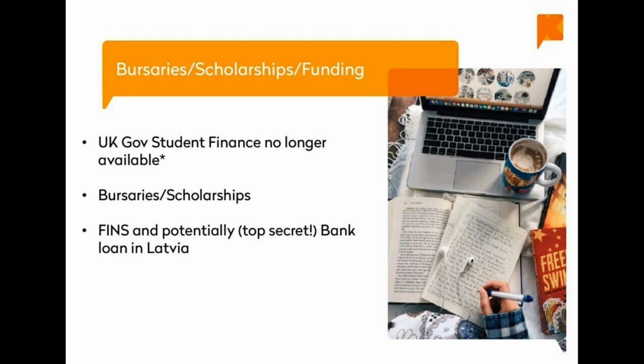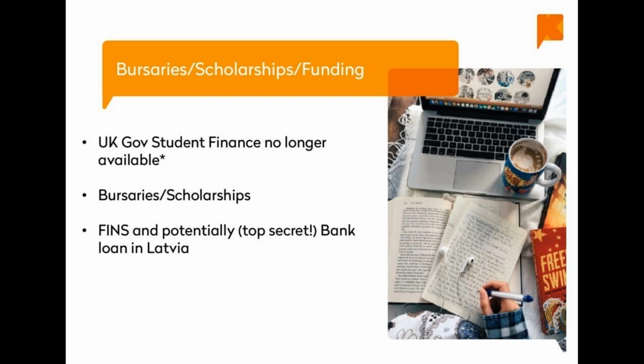So funding, bursary, scholarship. This is changing as well. So UK government student finances are no longer available. This is the fact. The only exception, as you can see, is the symbol next to "available", and this means that if you have pre-settled or settled status, then for you it's different again. For all other students that will be coming on a visa, this regular student finance we all know or may not know about is no longer available.